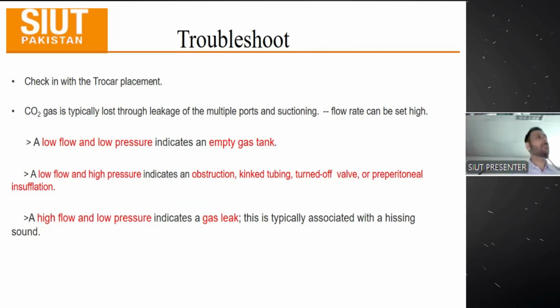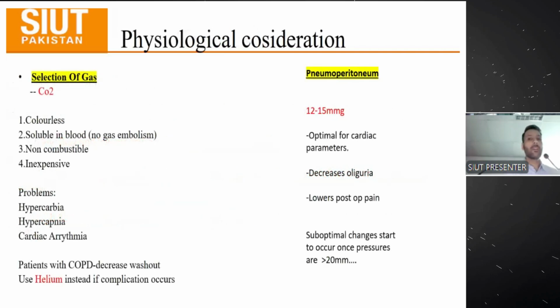So after you have established the pneumoperitoneum, you need to have some physiological consideration during the surgical procedure. The number one important parameter is the selection of the gas. Again, carbon dioxide is what we most commonly use. Why? Because it is colorless, it is soluble in water, it is non-combustible, and it's inexpensive.